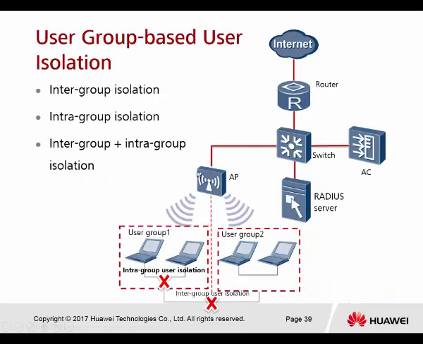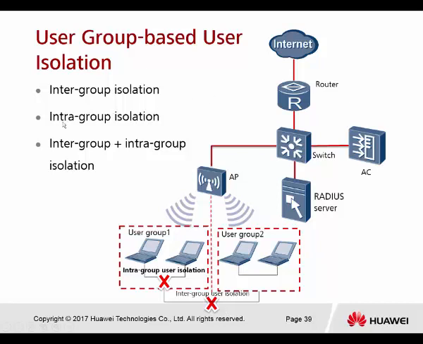Then the next, user group based user isolation. We have two different types. The first one is called intergroup isolation. When users belong to two different groups, or to make it simple, two different SSIDs, they are not allowed to communicate. So if you connect to Huawei 1 and I'm connected to the Huawei 2 SSID, these two users can't ping each other. It will fail.